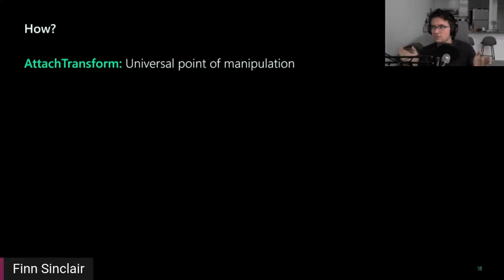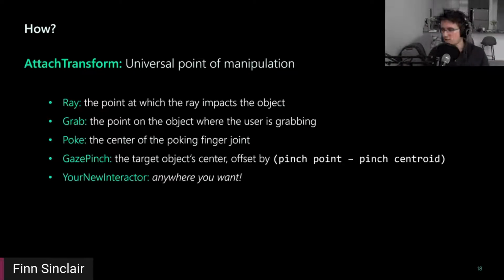It's kind of like this universal point of manipulation, and that's intentionally vague because it means different things depending on what sort of interactor you're talking about. If you're on a ray interactor, it'll be the point on the object where the ray hits. Because think about it, if you have a ray and it hits the object, and you're going to move that object around with your ray, the attach point is on that object. For grabbing an object, obviously your attach transform is on the hand, wherever the user is actually physically grabbing the object, either with a pinch or whatnot. Poke, obviously, will be where you're poking with your finger.